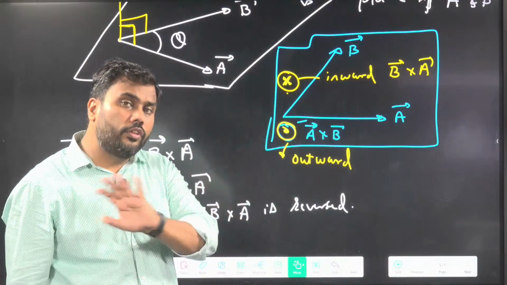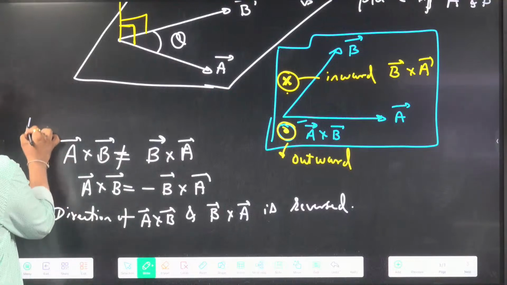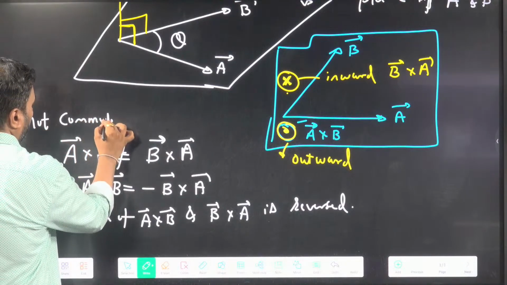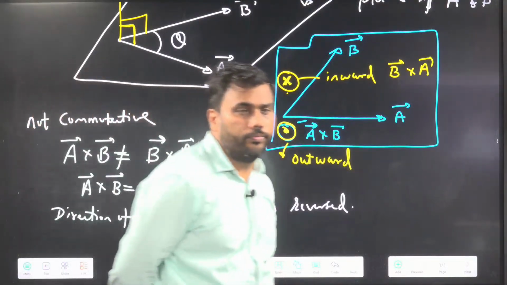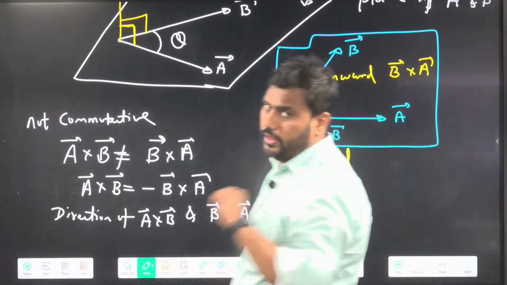So cross product is not commutative. Cross product does not follow commutative law. A cross B is negative of B cross A.